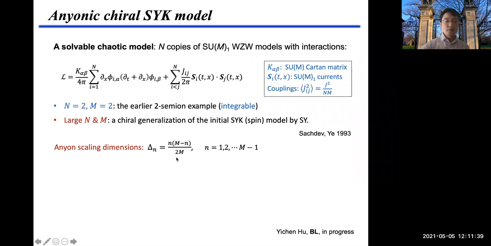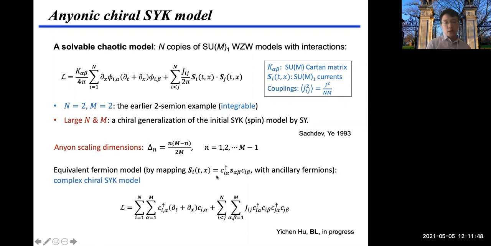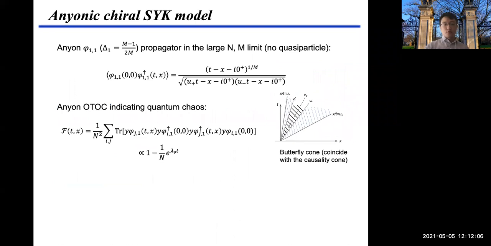But the difference is that this model contains anyonic excitations with these scaling dimensions. By mapping these currents into a fermion picture, which requires adding some ancillary fermion degrees of freedom, you could map this model into a complex chiral SYK model, which has the same solution as the Majorana one I showed earlier. As a result, by the earlier conclusion, we can calculate the anyon correlators, which are of this form, and the OTOC of these anyonic excitations can also be calculated.